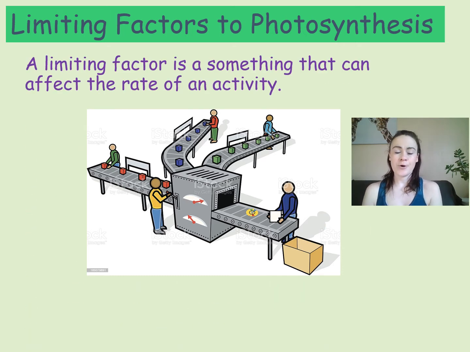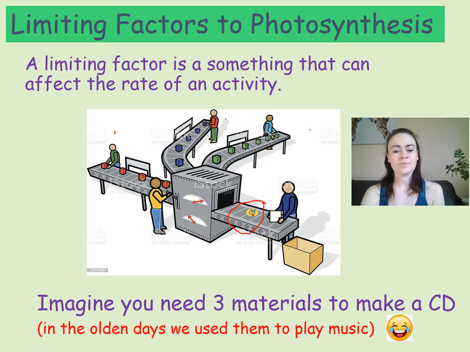Okay. Now, a limiting factor is basically something that can affect the rate of an activity. I'm going to use this metaphor about a factory line first before we apply it to photosynthesis so we can really understand what's going on here. So in this diagram, we've basically got a machine that is producing CDs. And there are 3 different materials that go into the production of this CD. Okay? So you have to imagine that you need these 3 materials to produce a CD.